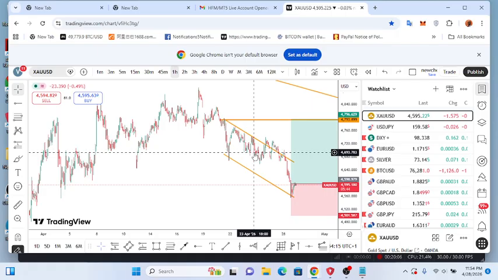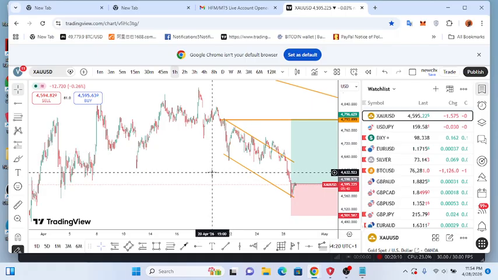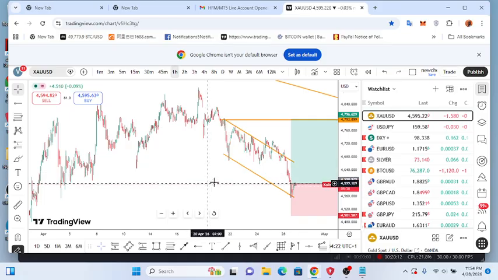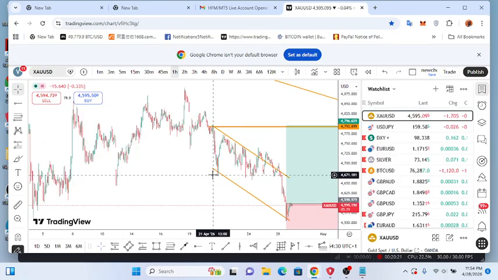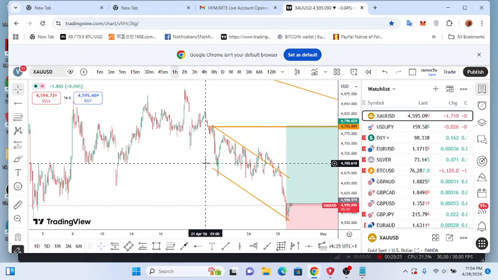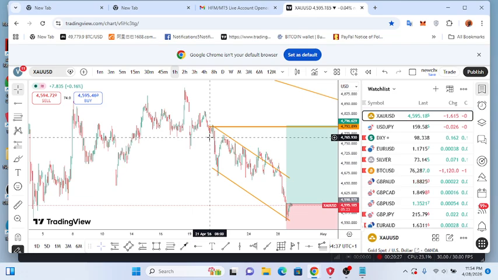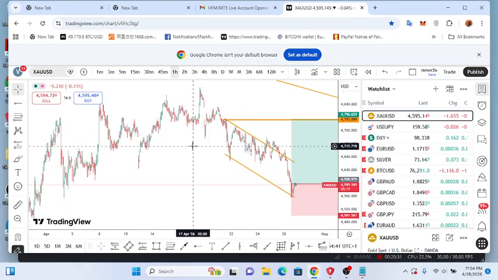But that's all for the gold. You take your position, close your MT4, MT5, or any other platform you are using, and do something else. Come back later to check it. So there's still going to be a follow-up video on this trade.